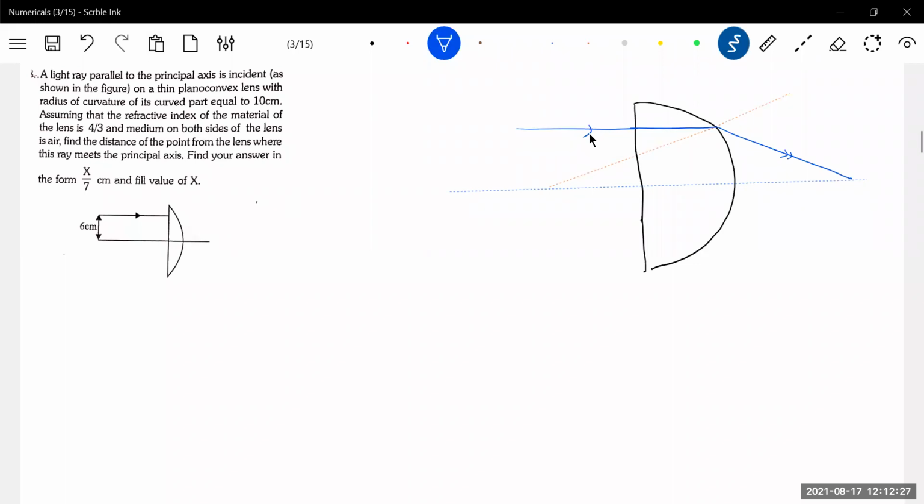he's asking at what distance from the lens. At what distance from the lens means he is asking us to calculate this one. What other information do we have? We have this is 6 centimeter. Are we doing this for paraxial rays? That is the first question we have to ask. I think if it were a paraxial ray, I would have mentioned it, no?